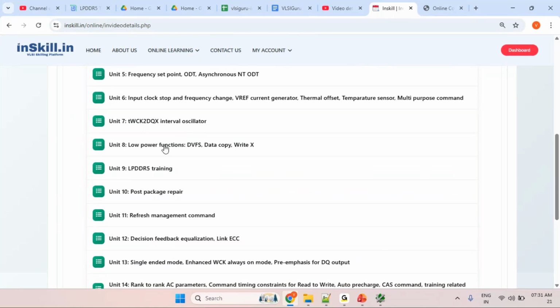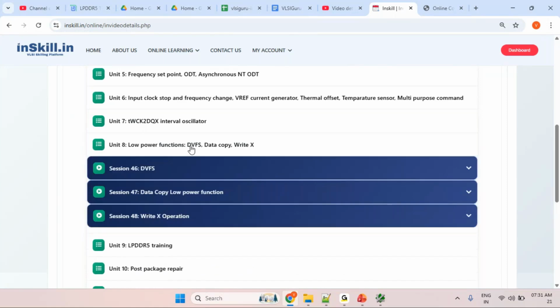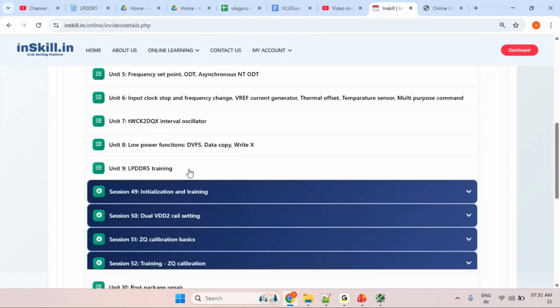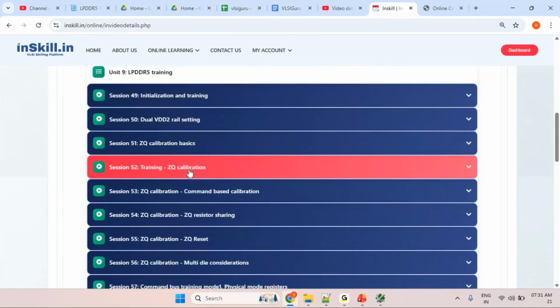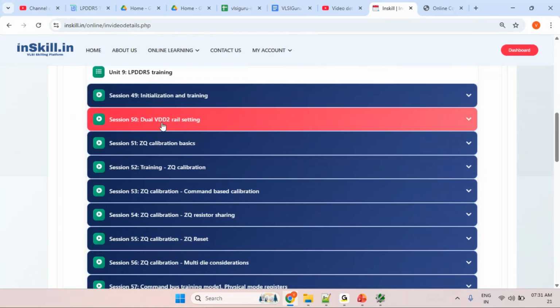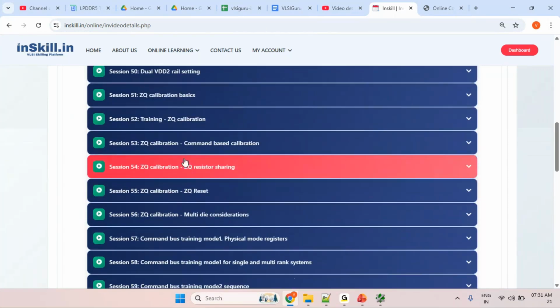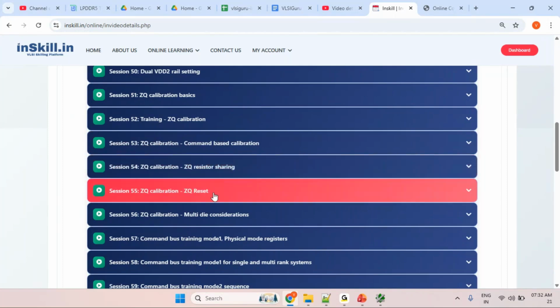Then the next unit talks about low power functions like DVFS, dynamic voltage frequency scaling, the data copy feature, and the write X feature. The next unit talks about all the different types of training in LPDDR5 technology, like how the initialization and training is implemented, VDD rail setting, and it also talks about ZQ calibration basics. We talk about all the aspects of ZQ calibration, starting from command-based calibration, resistor sharing, ZQ reset, then multi-die considerations.